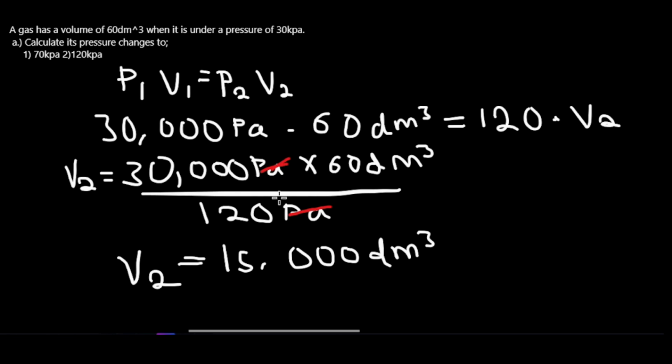And then let's say you didn't convert these to kilopascals, then for the final answer that you get, you simply have to divide it. So that is the basics of Boyle's law.